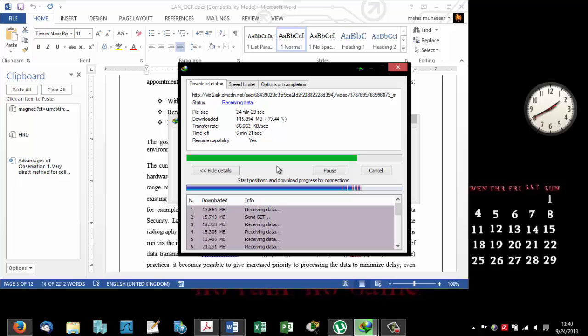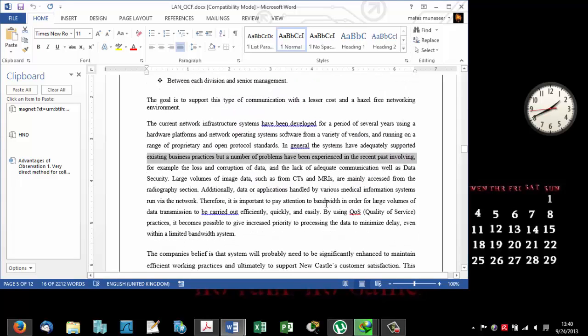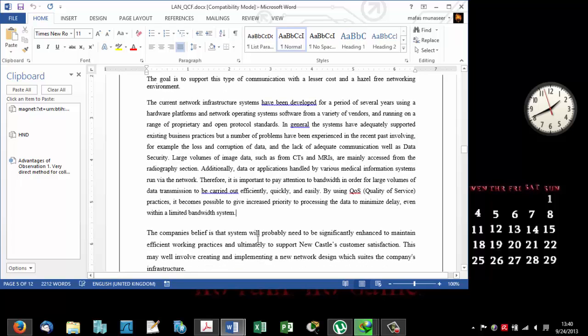By using QoS practices, it becomes possible to give increased priority to processing the data to minimize delay even within a limited bandwidth system. We can prioritize stuff without QoS too. Sometimes we might do QoS without knowing that it's QoS. You might think, okay, sales staff then product bandwidth connection, and it's broadband. That is all quality of service.